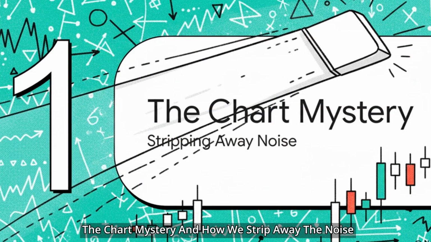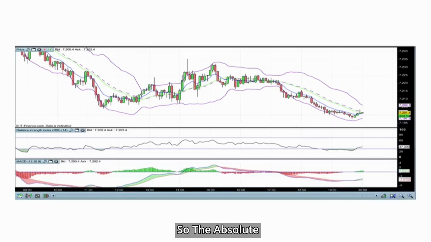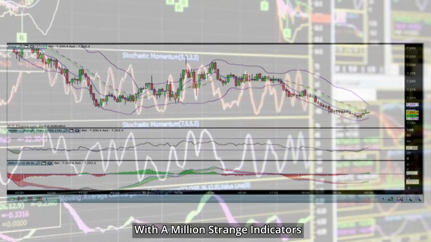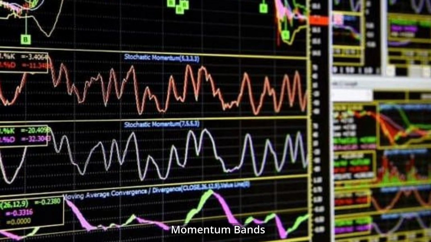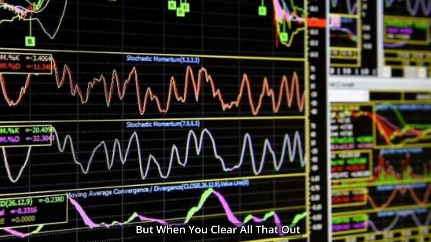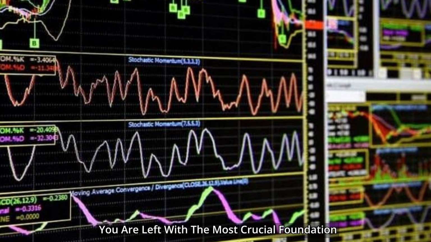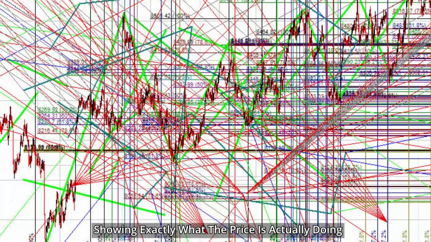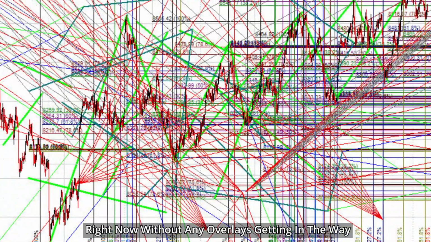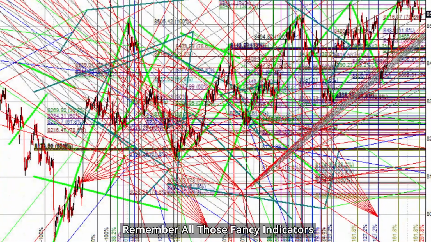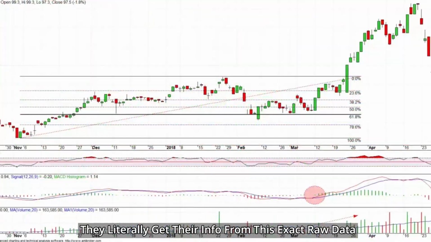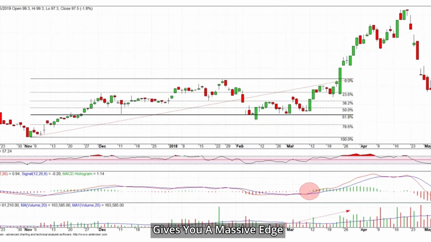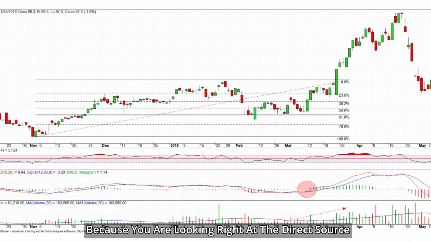Section 1, the chart mystery, and how we strip away the noise. So, the absolute biggest trap you can fall into is cluttering up your screen with a million strange indicators. You know the ones: moving averages, momentum bands, all those colorful lines zigzagging everywhere. But when you clear all that out, you are left with the most crucial foundation: naked price action. This is the pure, raw data showing exactly what the price is actually doing right now, without any overlays getting in the way. Remember, all those fancy indicators? They literally get their info from this exact raw data anyway, and they are usually lagging behind. So mastering naked price action first gives you a massive edge because you are looking right at the direct source.